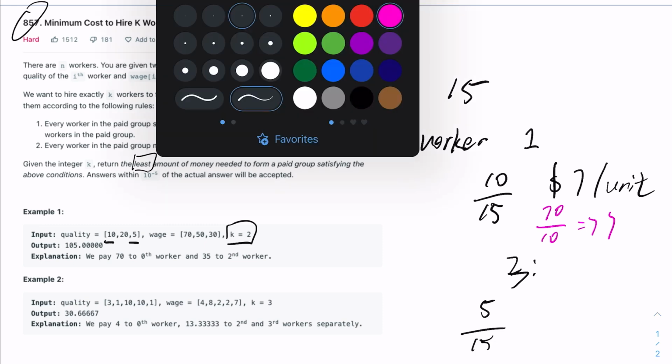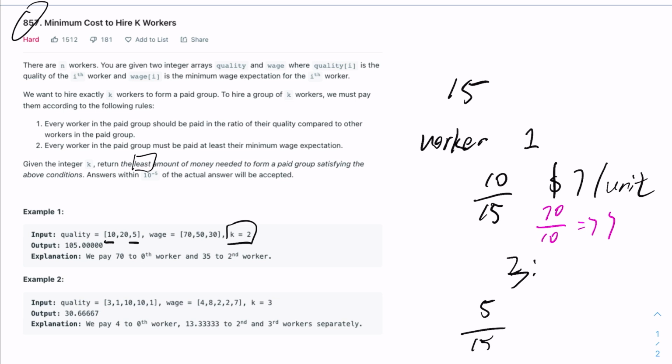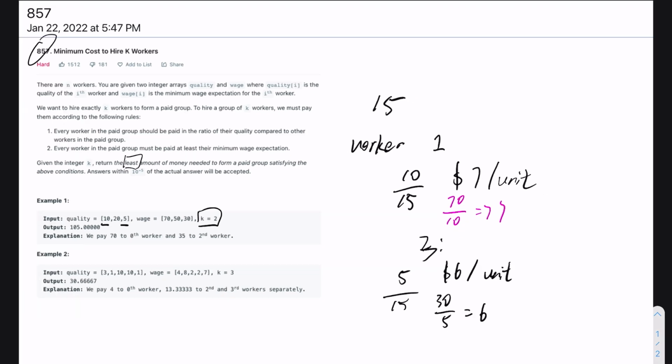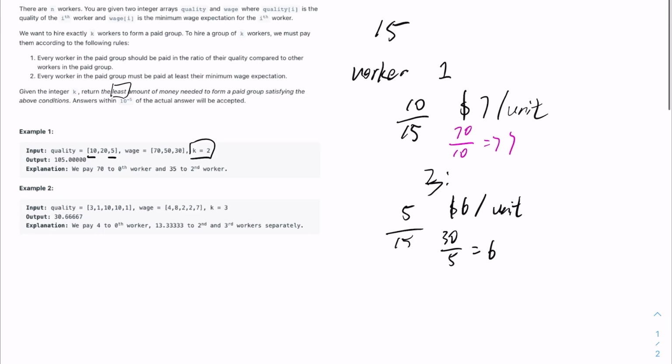And for worker 3, how do we calculate it? We need $30 per 5 units, that will give us 6. So we need $6 per unit of quality. That means we need to pay everyone at least $7 per unit if we want to hire worker 1 and 3 to satisfy the minimum wage requirement and also the ratio requirement.